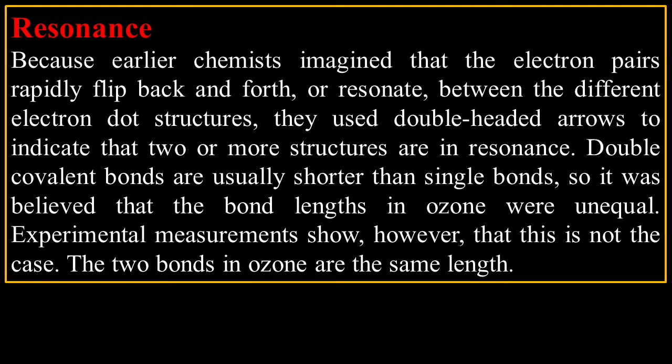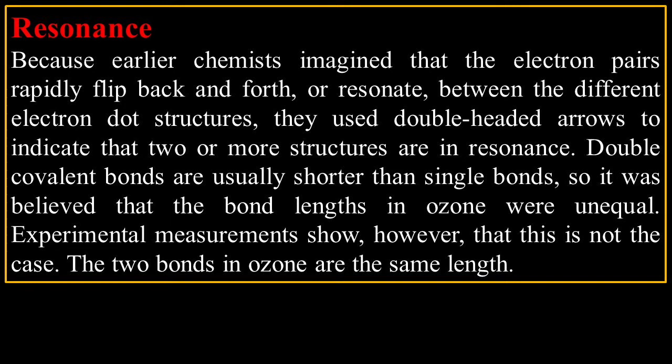Because earlier chemists imagined that the electron pairs rapidly flip back and forth, or resonate, between the different electron dot structures, they used double-headed arrows to indicate that 2 or more structures are in resonance. Double covalent bonds are usually shorter than single bonds, so it was believed that the bond lengths in ozone were unequal.